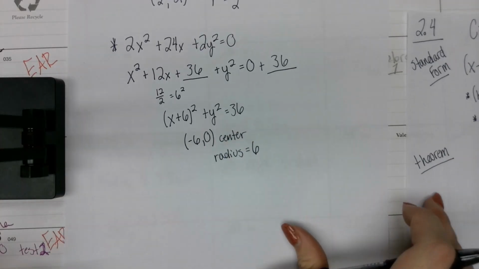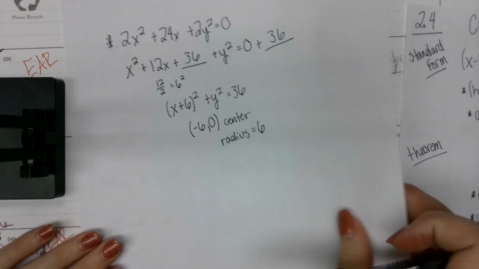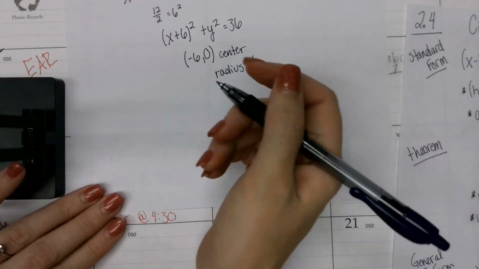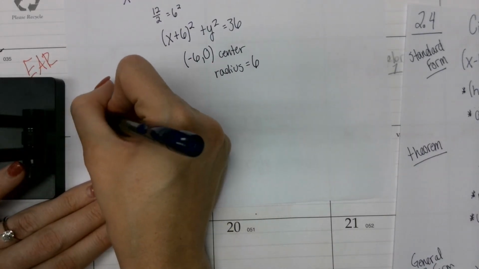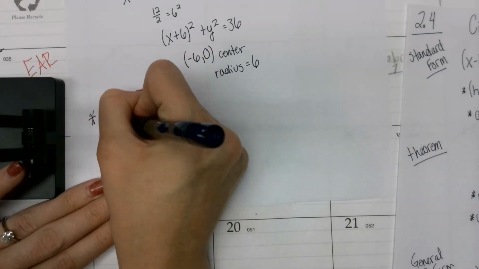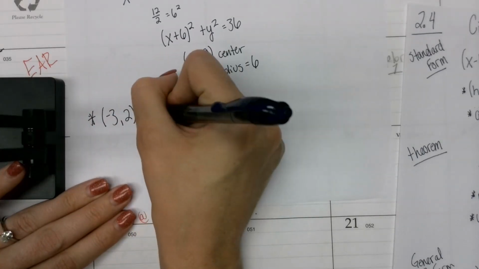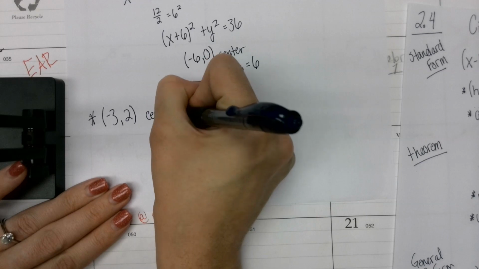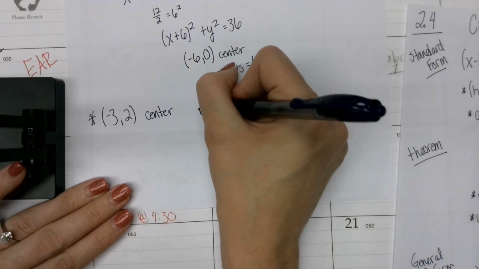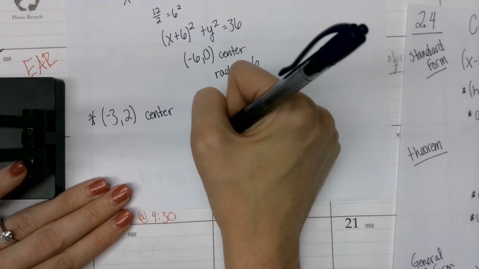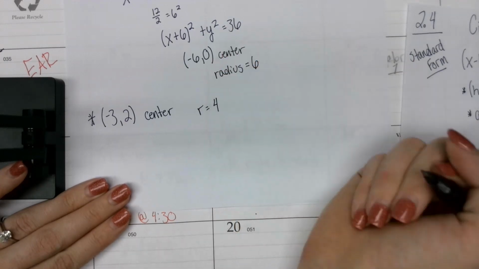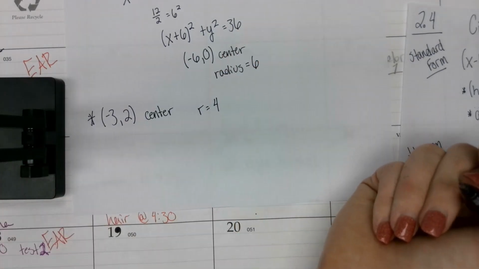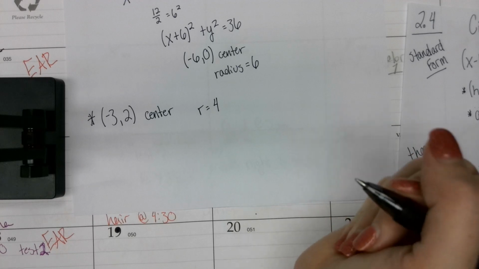Now I'm going to go a little off on this. They're going to give you a point, and let's say it's negative 3, 2, and they're going to say this is the center, and we'll say we have a radius of 4. And they're going to want you to write this in standard form.